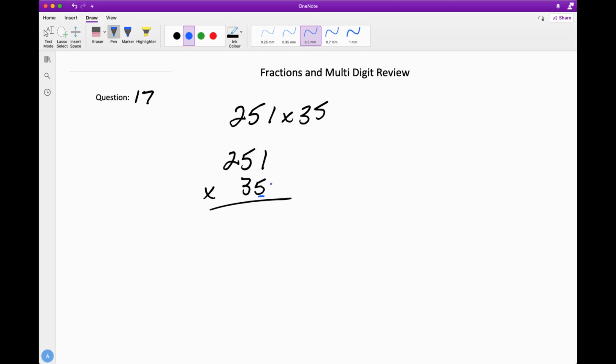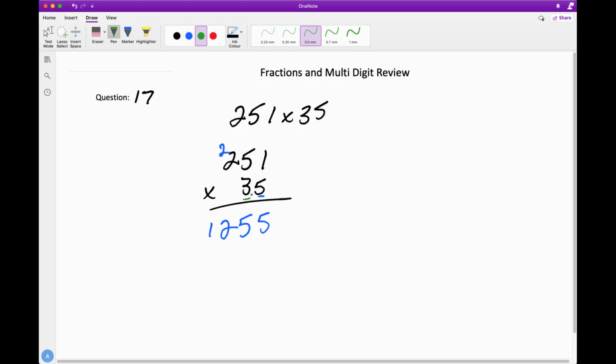But now we just go ahead and we start with our 5. We multiply. 5 times 1 is 5. 5 times 5 is 25. 5 times 2 is 10, plus 2 is 12. We move on to the next digit. We put our 0 because now we're at tens.